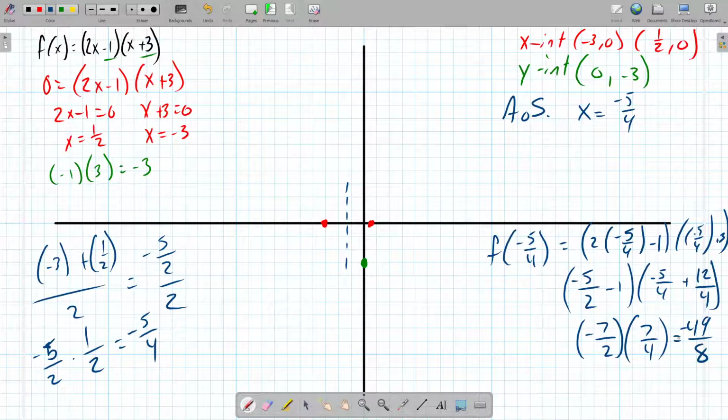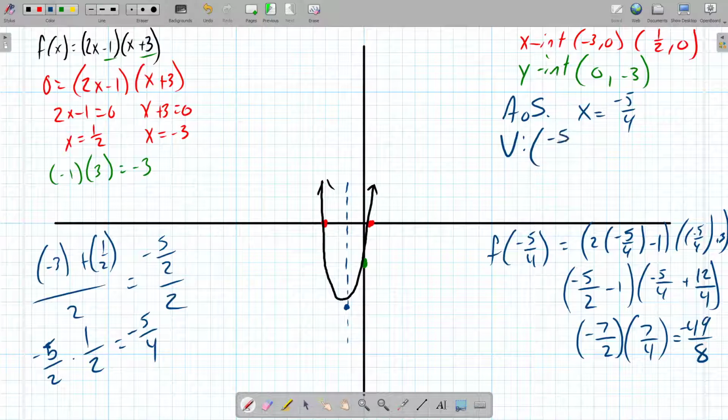Well, 8 times 6 is 48, so it's a little bit more than -6. So 1, 2, 3, 4, 5, 6, and a little bit more, right about there. Now we just need to connect all of our points. Good enough for me. If I had one of my students draw this and all of this appropriate information is labeled, I would give them full credit.